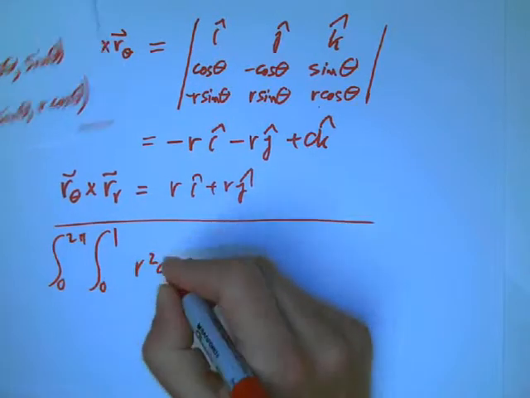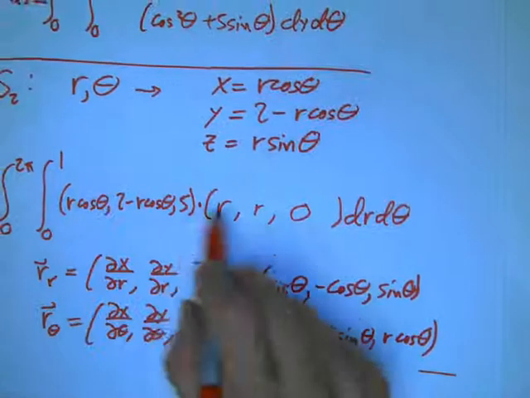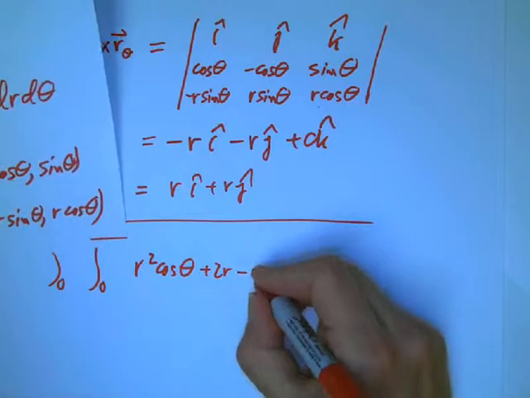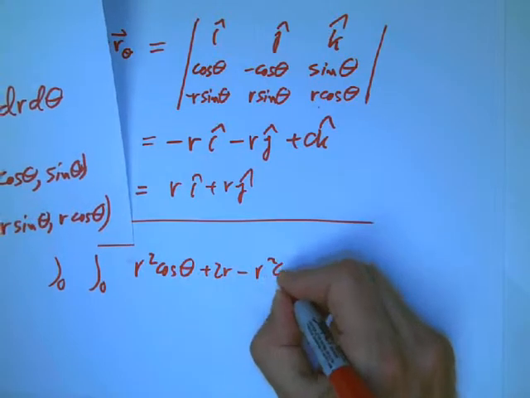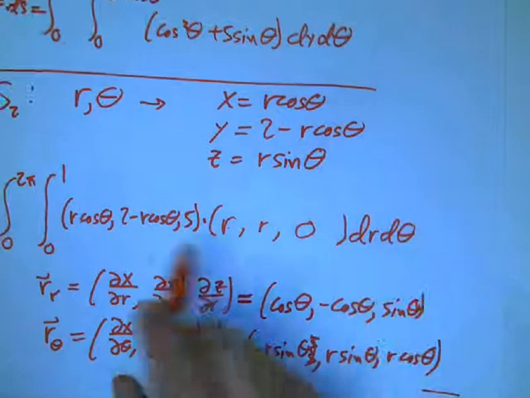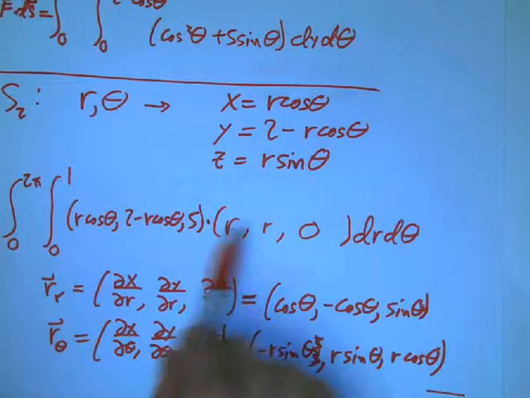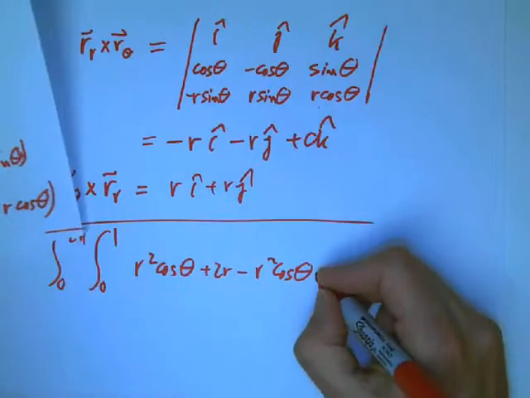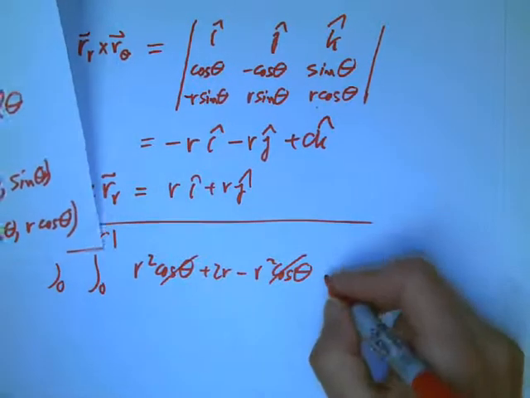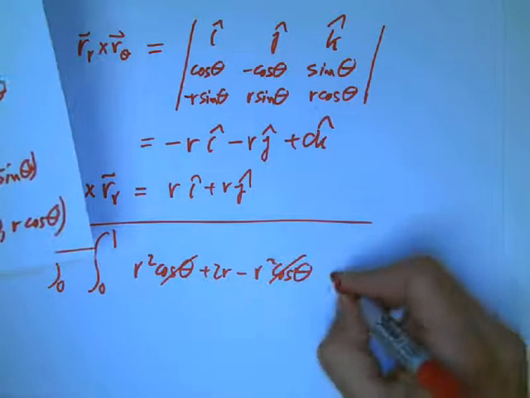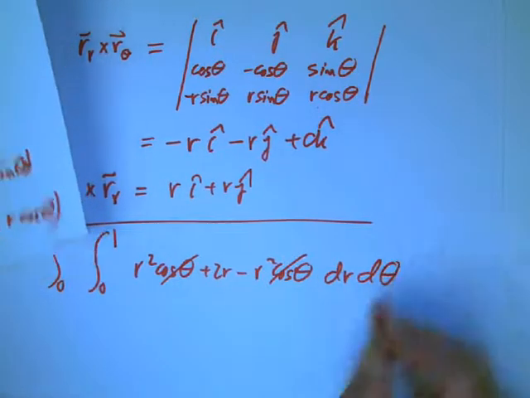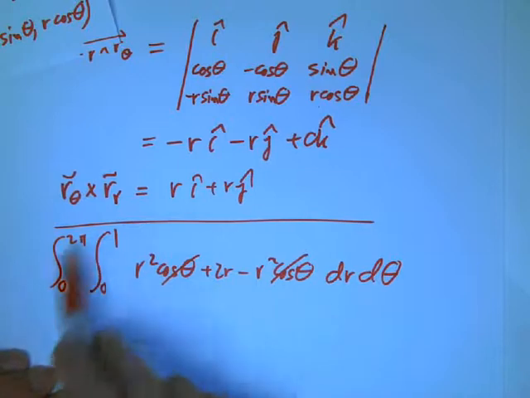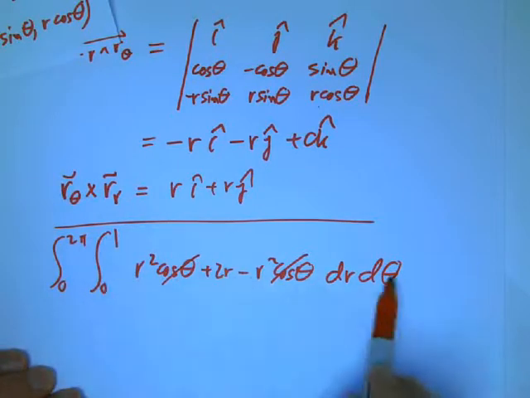0 to 2 pi, 0 to 1, r squared cosine theta. That's the dot product of the x ones. And then plus 2r minus r squared cosine theta. Hey, wait a minute. That's interesting, because these were equal, and these had a very similar nature to them. I'm getting a lot of cancellations, so that's really nice. And then plus 0. So I actually get something very simple.